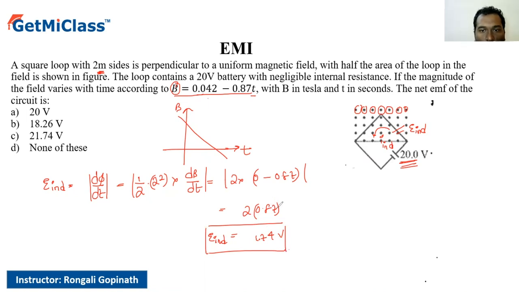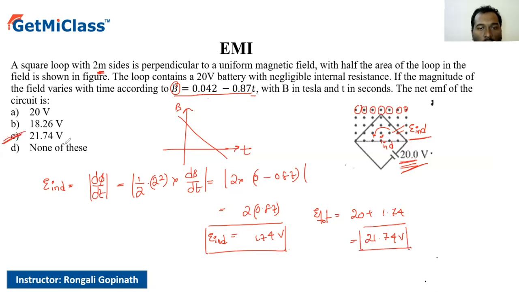right? So the total EMF is 20 and E induced, both are in series. So total is 20 plus 1.74, which is 21.74 volts, the total EMF that is induced within this loop. That would be our option C.